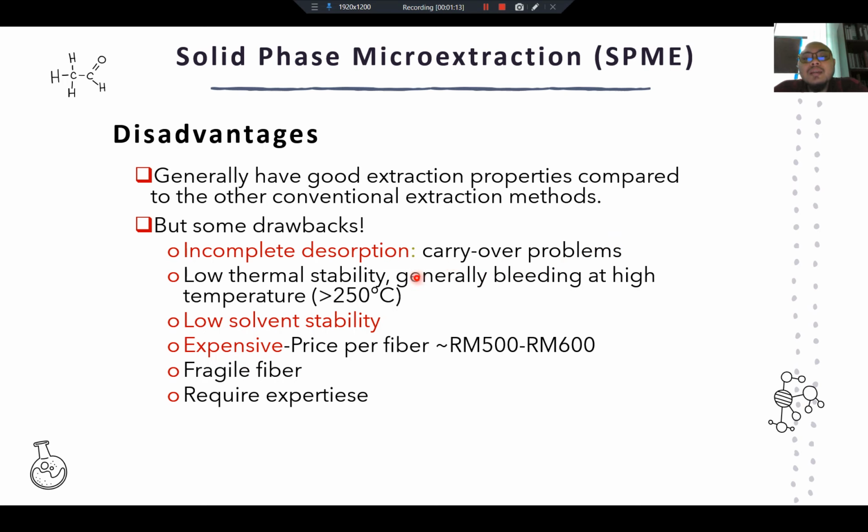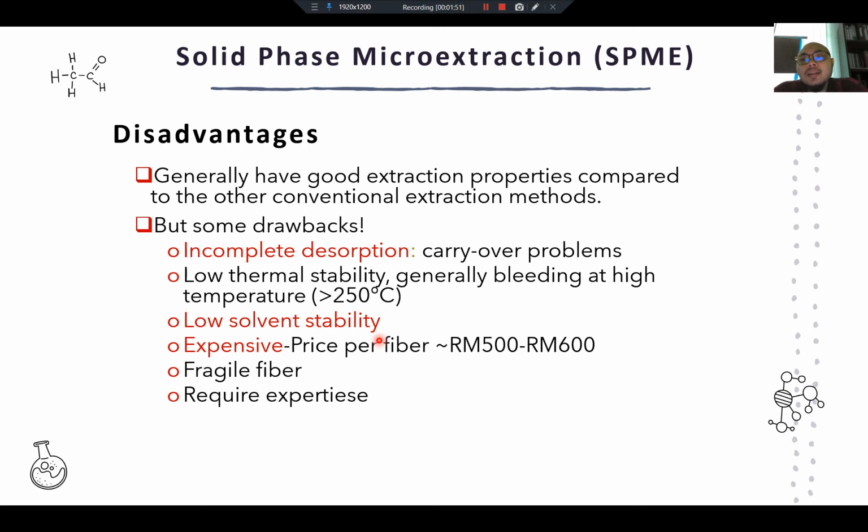Alright, low thermal stability, generally bleeding at high temperature. The fiber is quite fragile, so if you use it at high temperature for the extraction process or the desorption process, it might damage the fiber, causing bleeding. It also has very low solvent stability. If you don't use direct immersion, you don't need to worry about it. The solvent can also damage the fiber, and it's quite expensive.